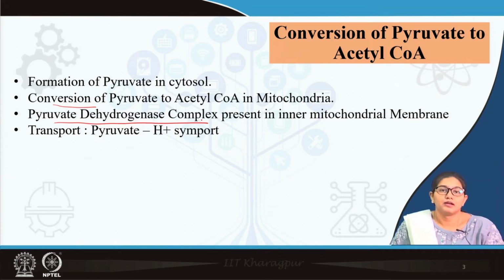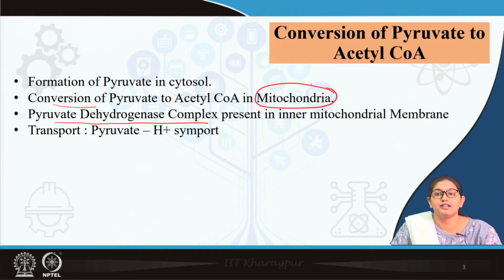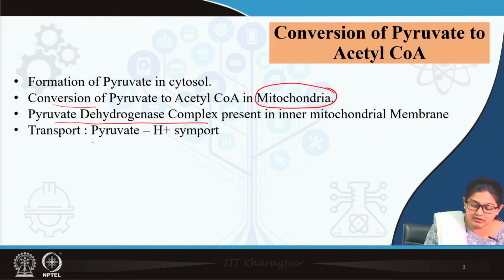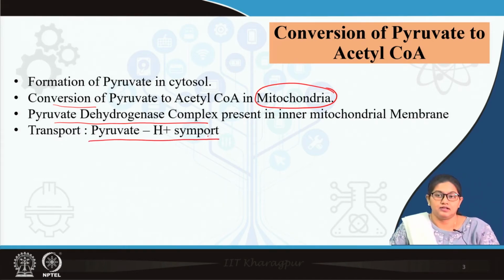Now, formation of pyruvate was in the cytosol because glycolysis occurs in the cytosol, but this enzyme, pyruvate dehydrogenase complex, is present in the mitochondria, at the inner mitochondrial membrane. So, basically conversion of pyruvate to acetyl coenzyme A occurs in mitochondria. So, definitely pyruvate must enter mitochondria. How does it enter the mitochondrial matrix? With pyruvate hydrogen symport. This is a transporter which carries pyruvate inside the mitochondrial matrix.